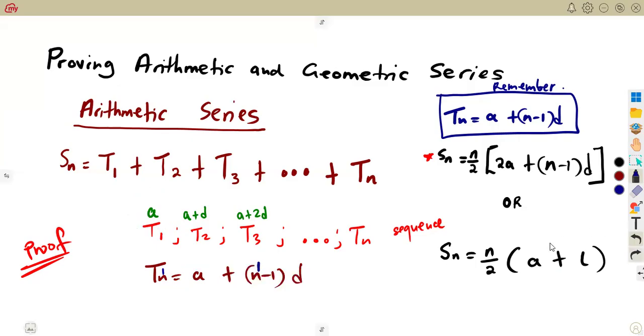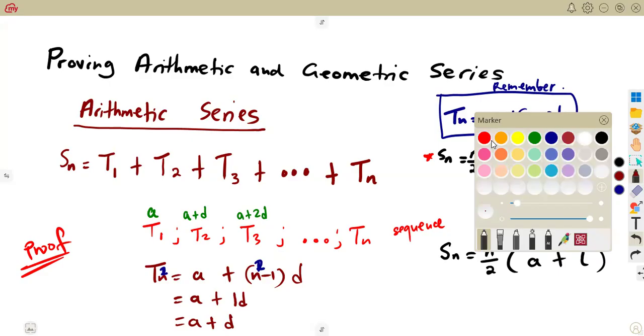So if you're talking about T2, it simply means if this is 2, this here is going to be a 2. So meaning to say at the end, we are going to have a plus 2 minus 1. That's 1. So it's going to be 1d, which is simply a plus d. So you're going to notice it is going to be a continuation and so on.